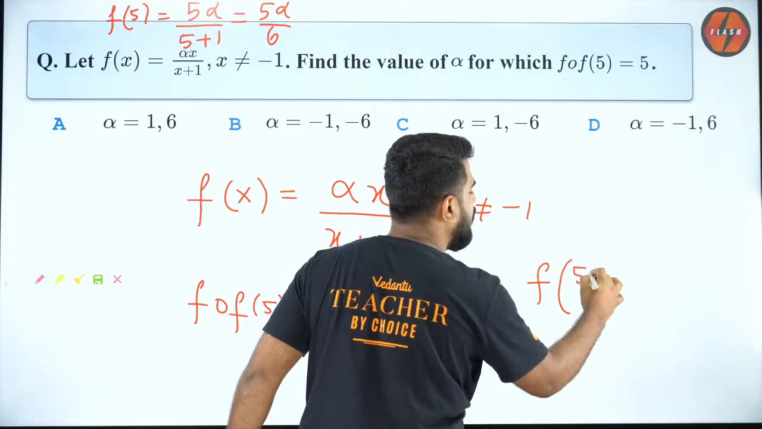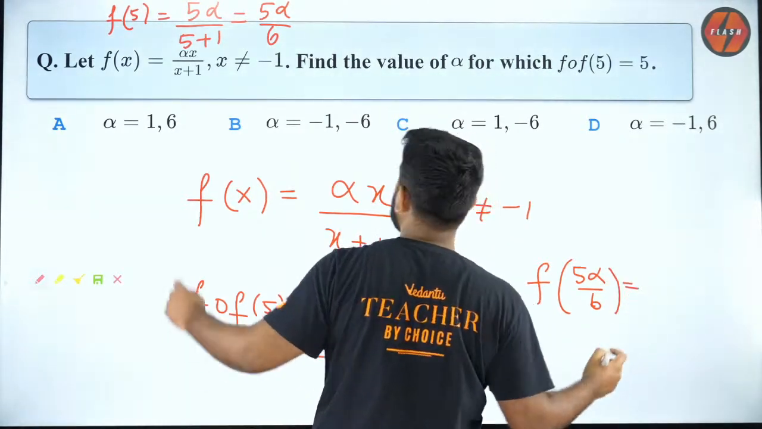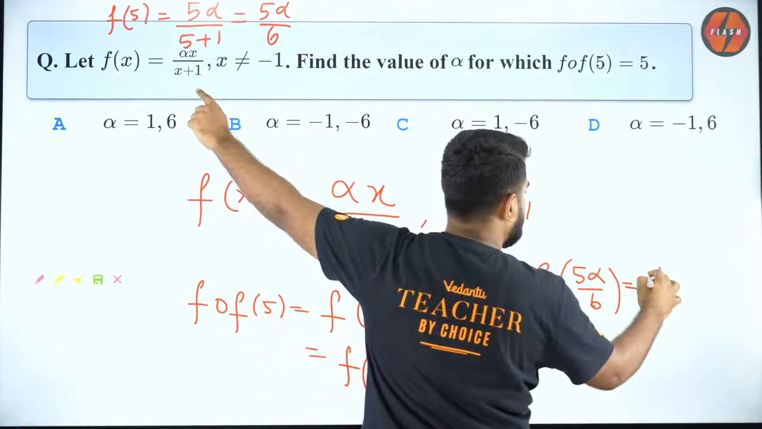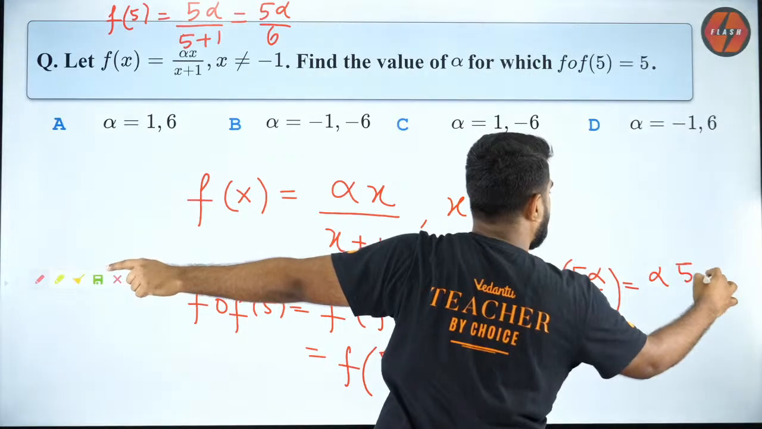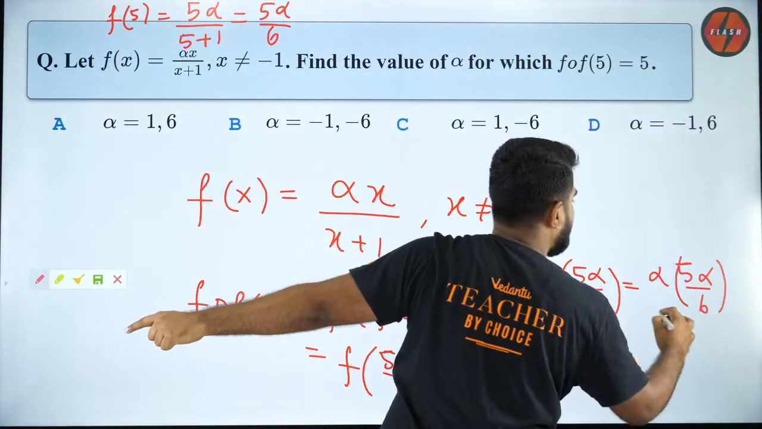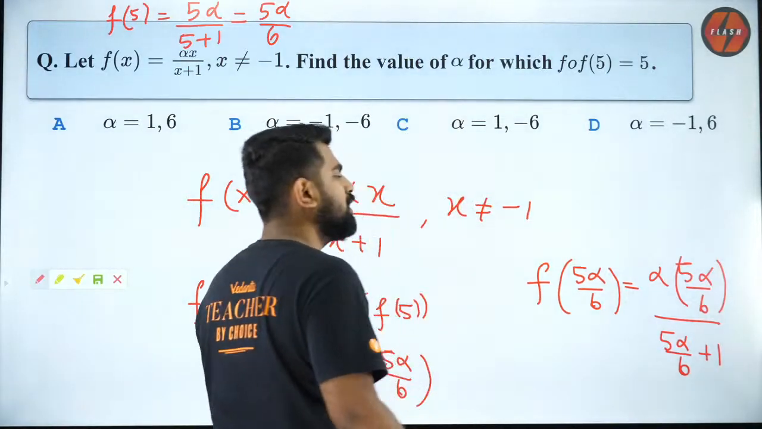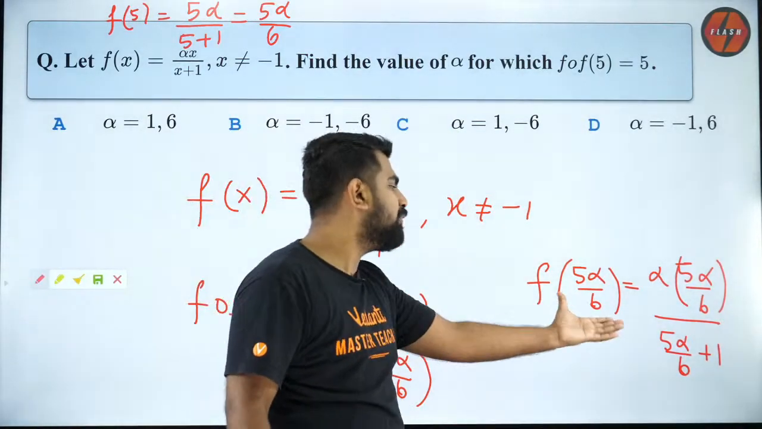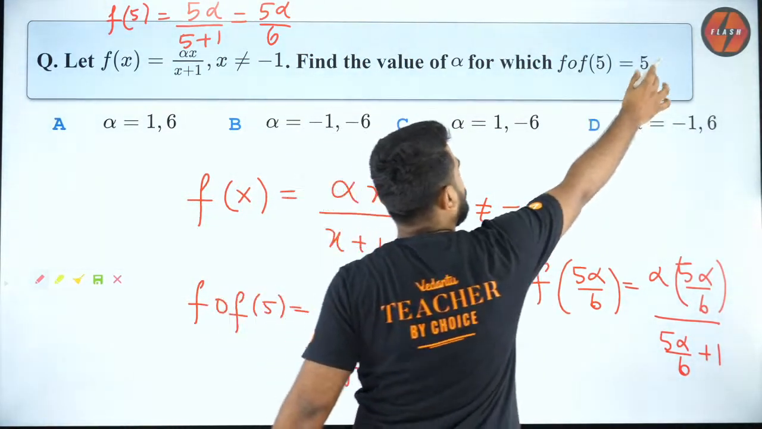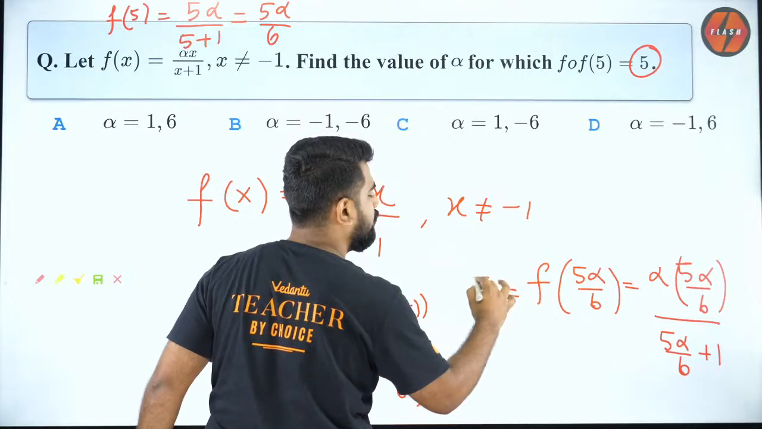F of phi alpha by 6 is equal to alpha into x. So wherever x comes, I'll put phi alpha by 6. Wherever x comes, I'll put phi alpha by 6 plus 1. Now that is your f of phi, and that should be equal to 5. So this is equal to 5.